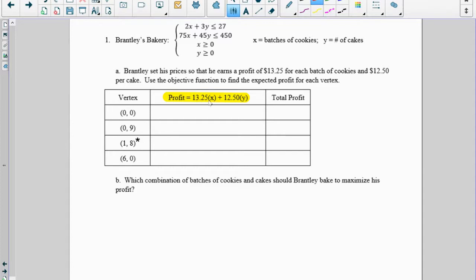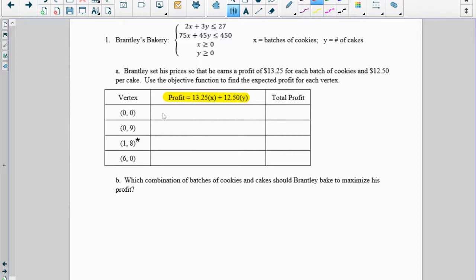Okay, so if we are going to maximize the objective function, it's going to happen at one of these four vertices. And it will always happen at one of these four vertices. That's why we don't have to check every possible combination. We only have to check the vertices. So we're going to do that by showing our work in the table here.